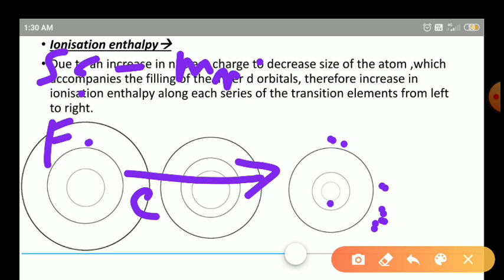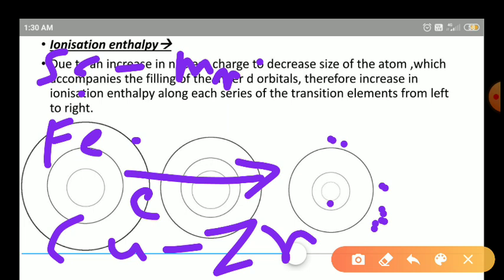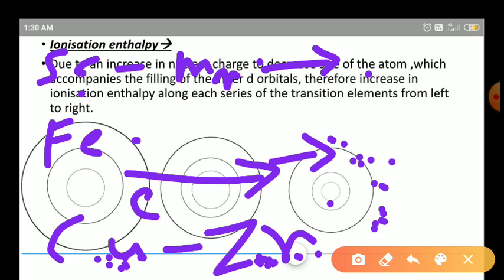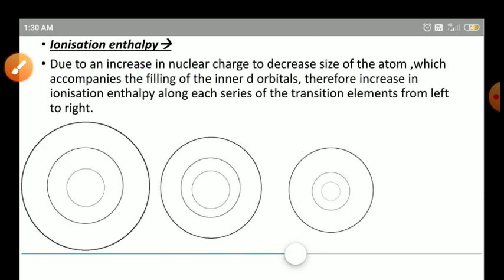It means, again, copper to zinc. Here it decreases because the size increases. Size increases, ionization enthalpy decreases. Here the ionization enthalpy is high, here the ionization enthalpies are moderate, and here the ionization enthalpy decreases. Understood?